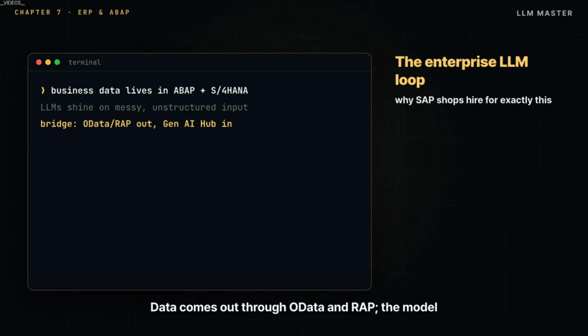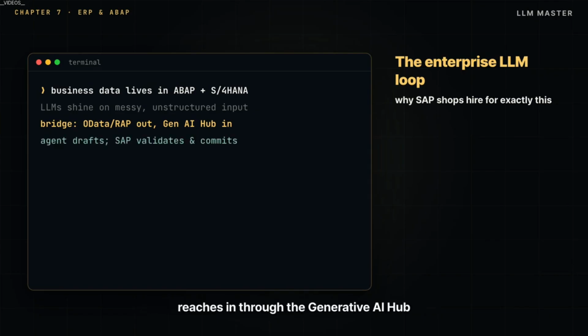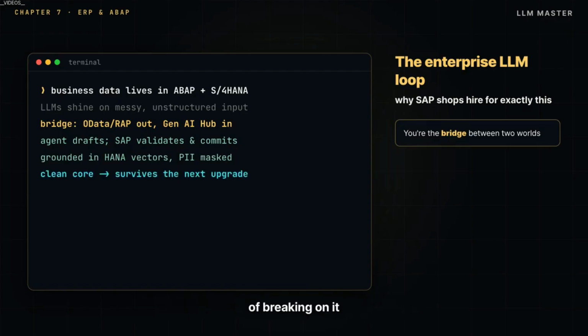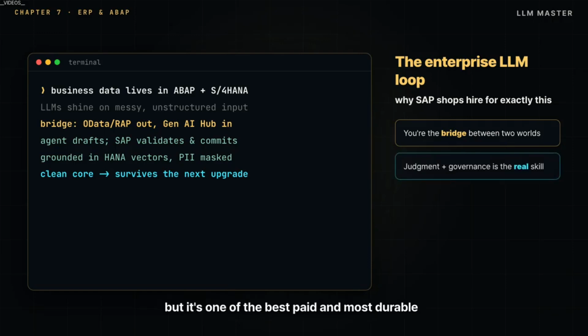Data comes out through OData and RAP. The model reaches in through the generative AI hub. The agent drafts, but SAP validates and commits. You ground answers in HANA's vector engine and mask what's private. And you do all of it while respecting clean core, so your work survives the next upgrade instead of breaking on it. That's the whole game. It isn't the flashiest corner of LLM engineering, but it's one of the best paid and most durable, because someone has to connect these two very different worlds, and now you know how.